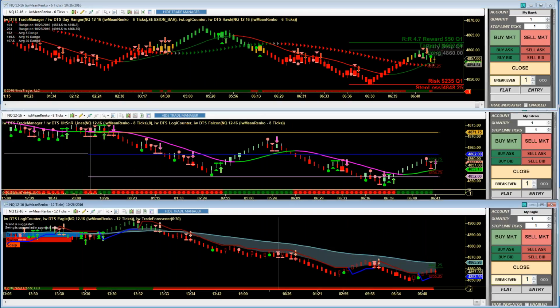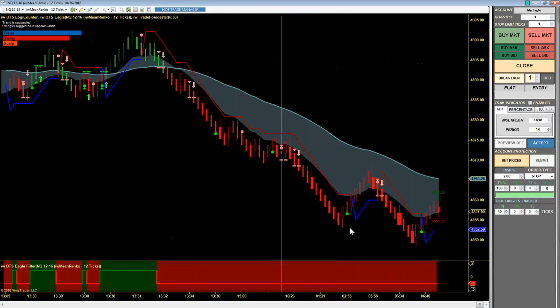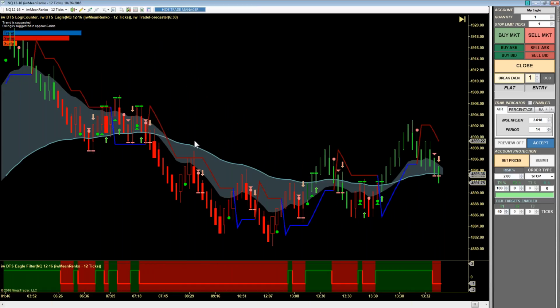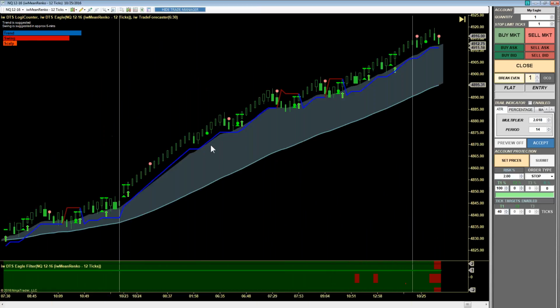All right, while we're letting that mature, let's take a look here at the Eagle Trend Trader. The Eagle Trend Trader, as the name suggests, is a trending tool. And we pay particular attention to this band that runs through here. This band gives us our directional bias. When the soft edge is below the hard edge, we look to sell. And when the soft edge is above the hard edge, we look to buy.